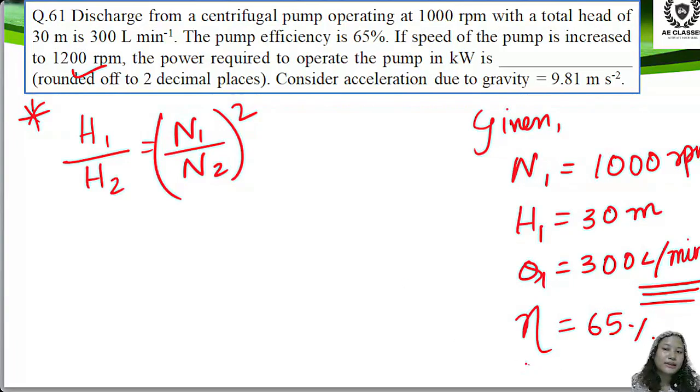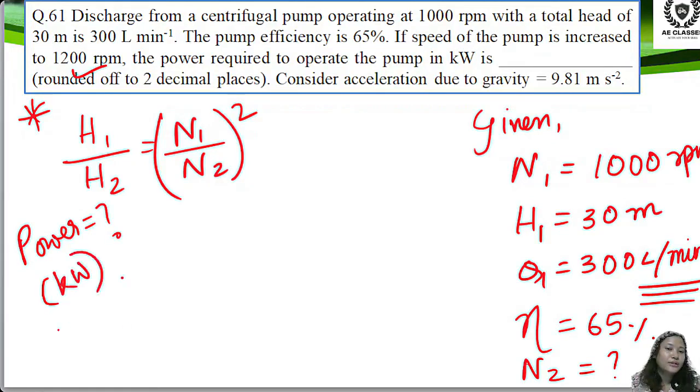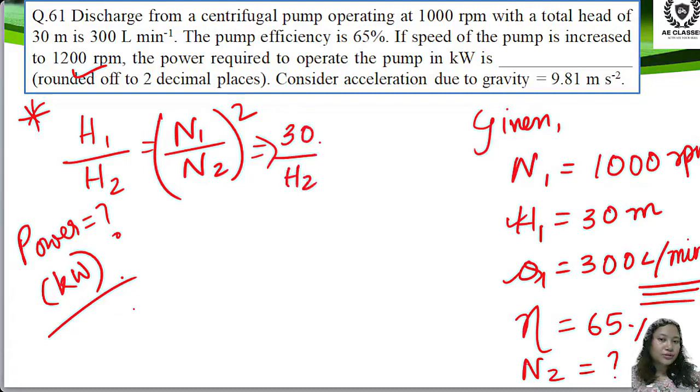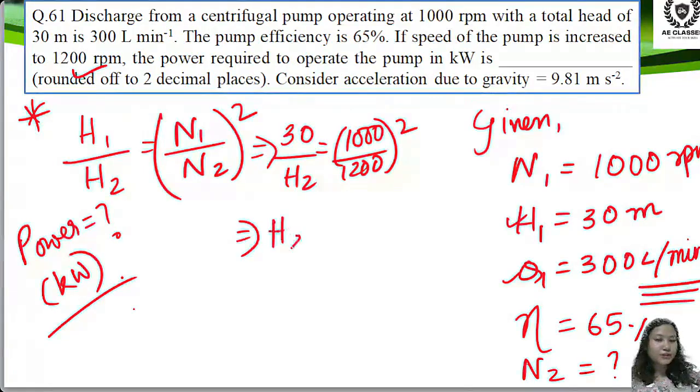And what else? N2 is this much. What is the power in kilowatt? Now, using this formula, just put these values in this formula. H1 is 30, so 30 by H2 equal to (1000 by 1200) to the power 2. So if you solve, H2 will be equal to 43.54 meter. Okay. So this is given.